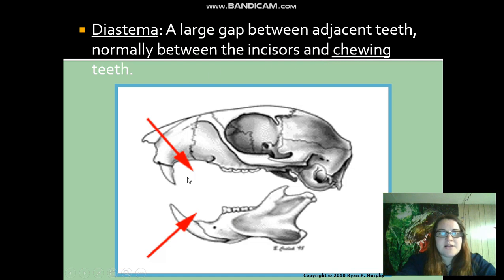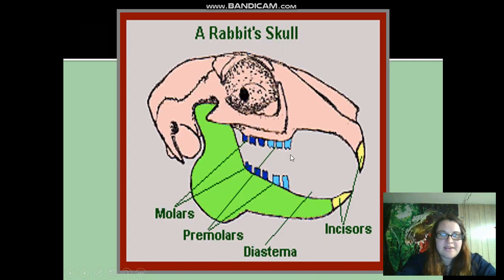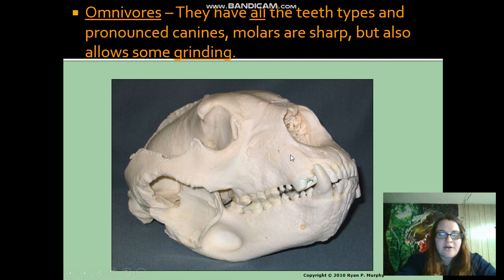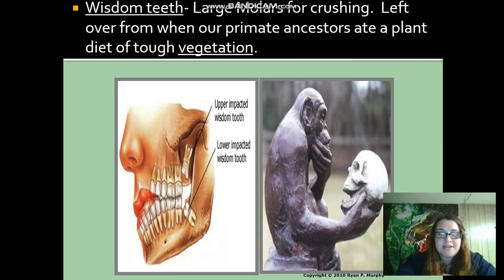A lot of herbivores have what's called a diastema, and here it's just that blank piece where a canine would be. Here's a giraffe, and its nice diastema there. Rabbit, dog skull. Now omnivores are going to have both types of teeth, sharp teeth as well as flat teeth, and so they're going to be chewing on many different things.